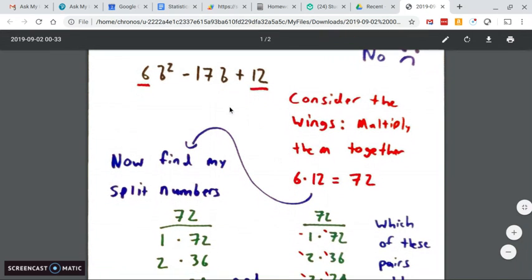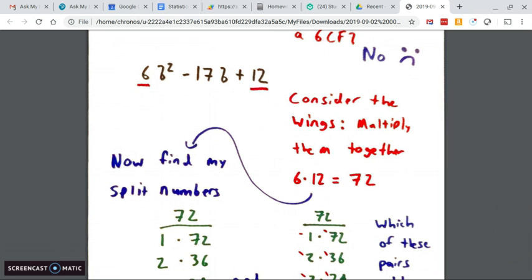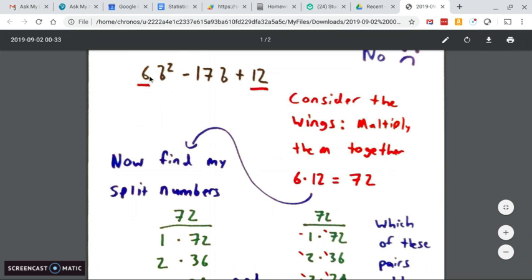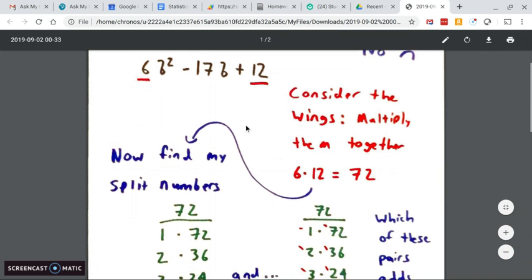Okay. The next thing I do with my trinomial is consider the wings. These are the A and C values, and that's why it's called the AC method. What I'm going to do is take these two numbers and multiply them together. So 6 times 12 ends up being 72. That's what the A and the C equal.